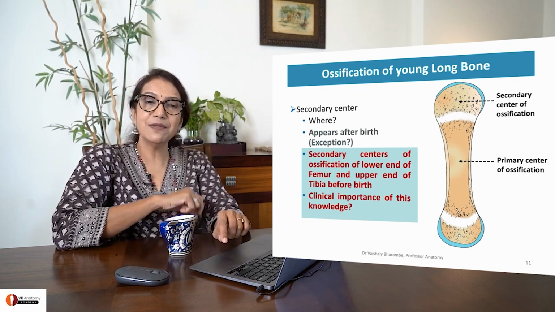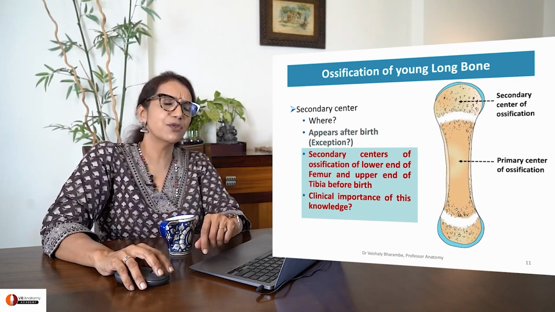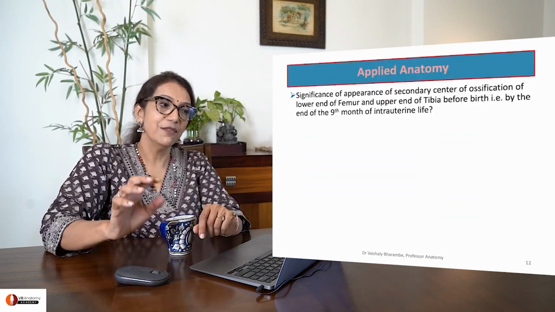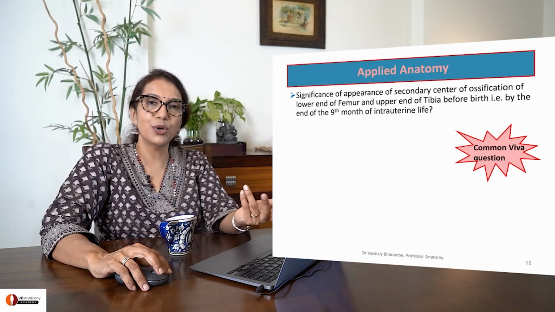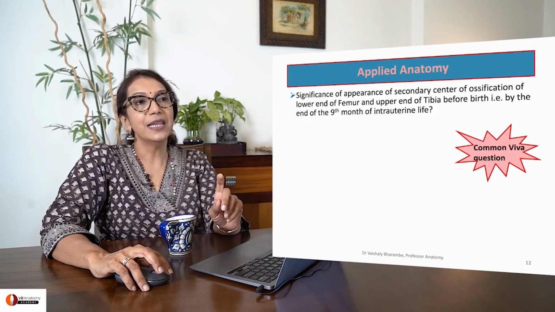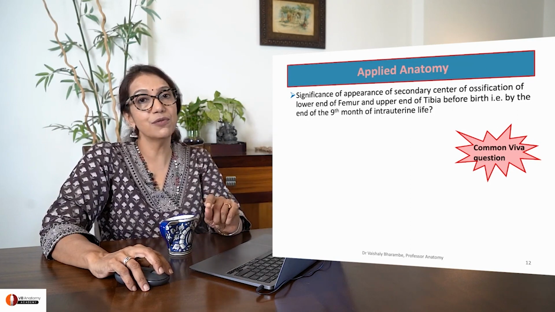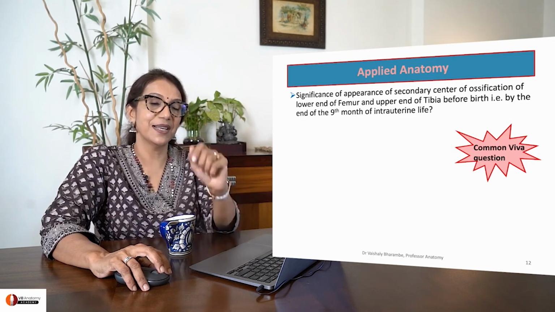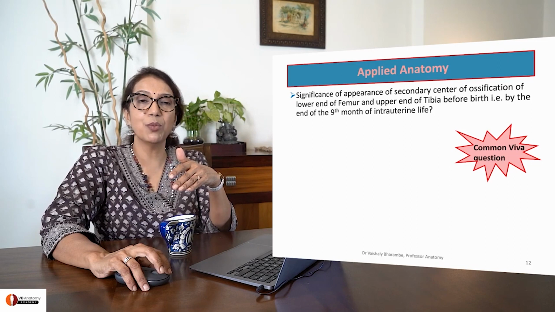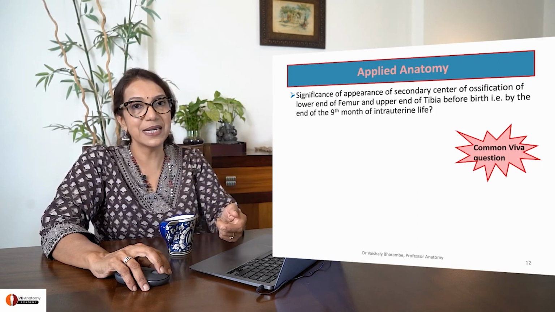Okay, so that is why knowledge of anatomy is extremely crucial. Fine. With this, we go to a common viva question. What is the significance of knowing that the primary center of ossification for the lower end of femur appears before birth? This is the significance. Please hear this once more so you will understand it better.